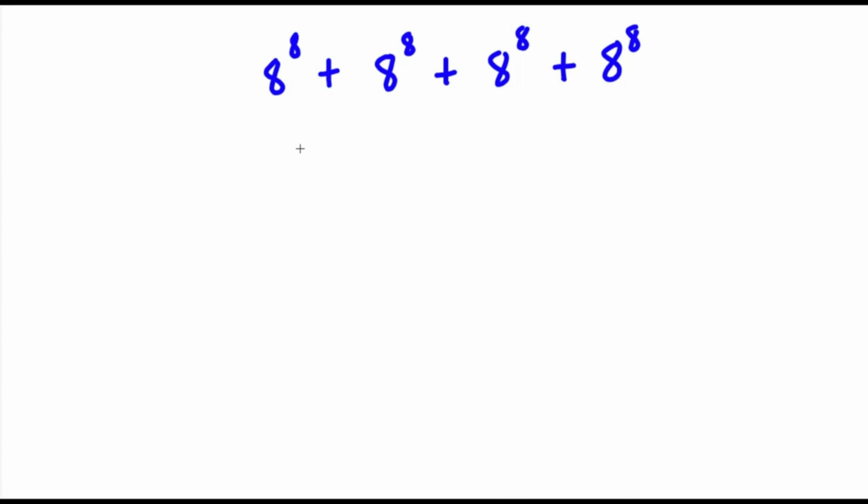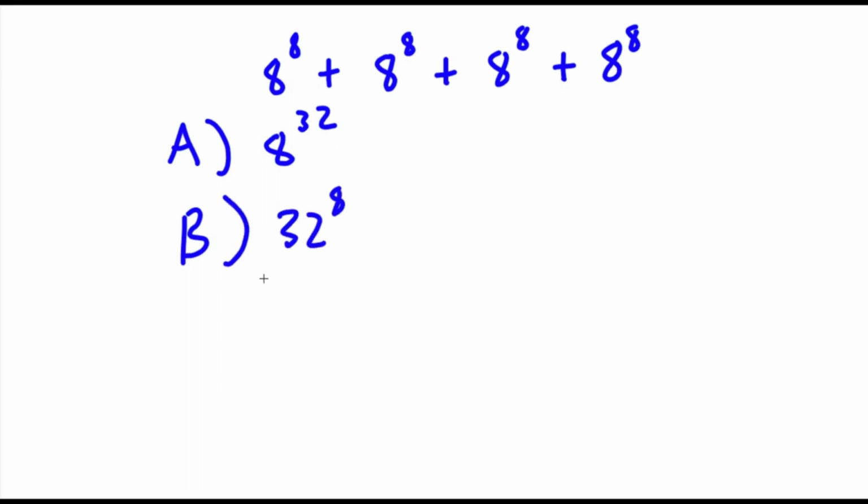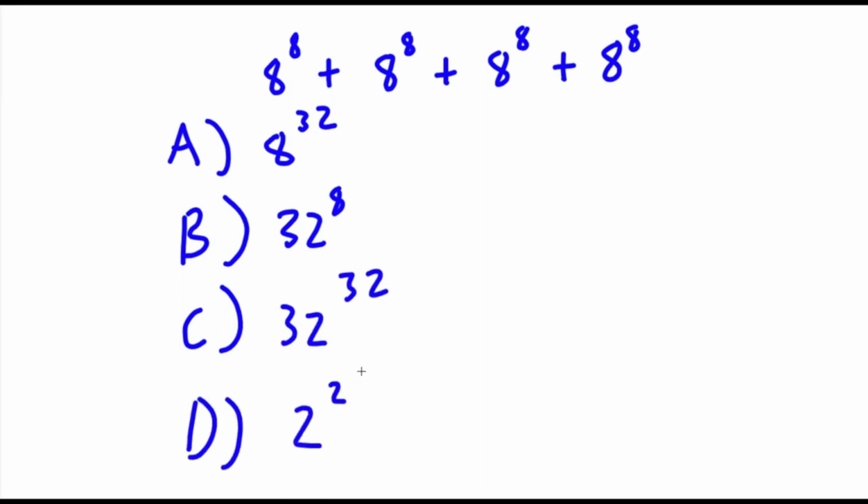Now, to solve this problem, I first have 4 answer choices. My first answer choice, A, is 8 to the power of 32. My second answer choice, B, is 32 to the power of 8. My third answer choice, C, is 32 to the power of 32. And my final answer choice, D, is 2 to the power of 26. So if you guys know how to solve this problem, you can try to find out which answer choice this is.